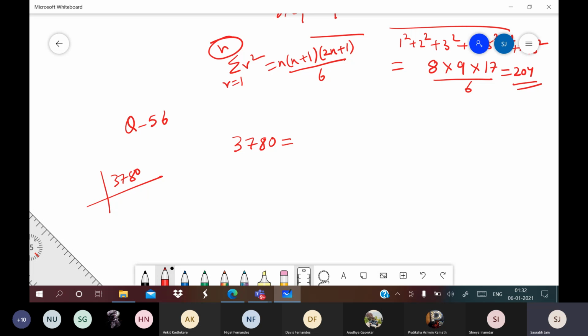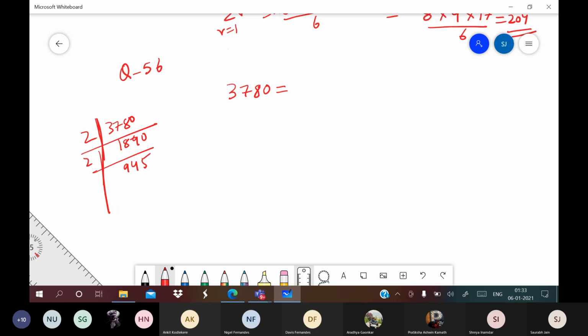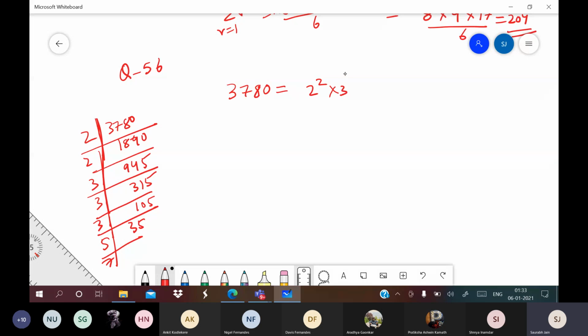So 3780 divided by 2, it is 1890. Then we again divide by 2, it is 945. Now we will divide it by 3. It is 315. Again we will divide it by 3. It is 105. We again divide by 3. It is 35. And then 5 and 7. So what is the prime factorization? 2 square, 3 cube, 5 to the power 1, 7 to the power 1.